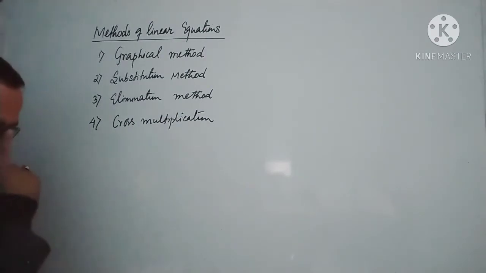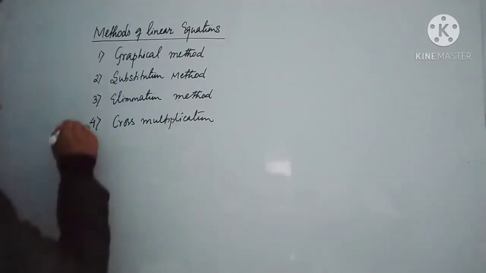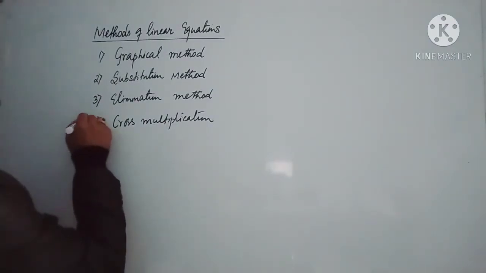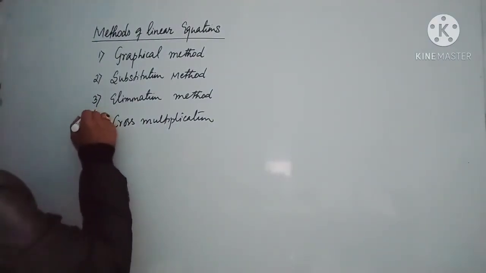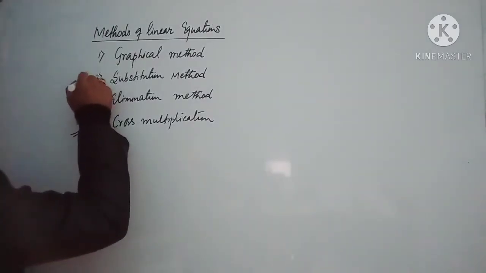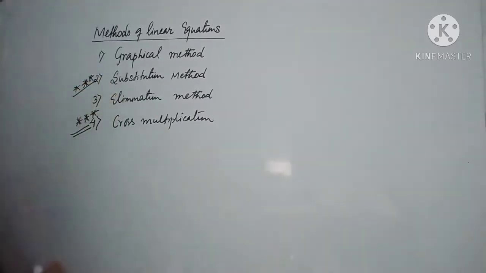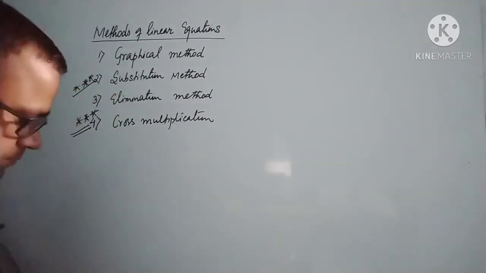For the 2021 board, out of these methods, the cross multiplication method is a very important method for the coming board, and substitution is also very important.